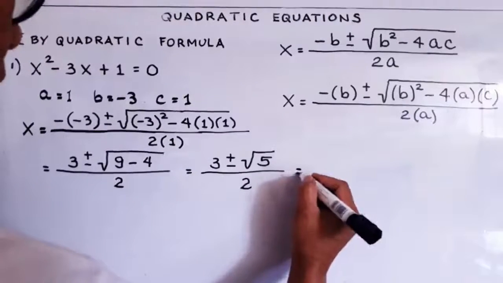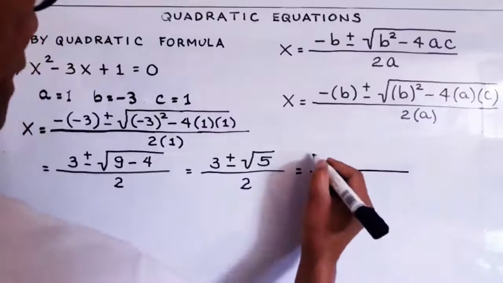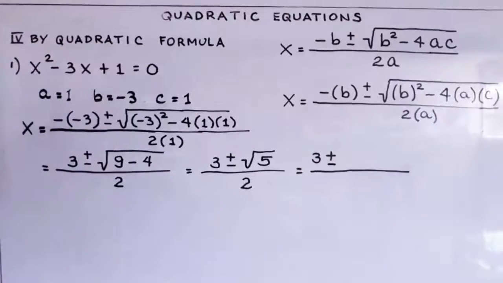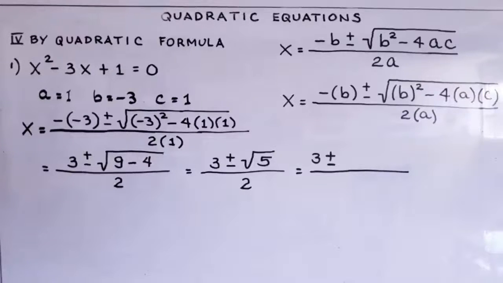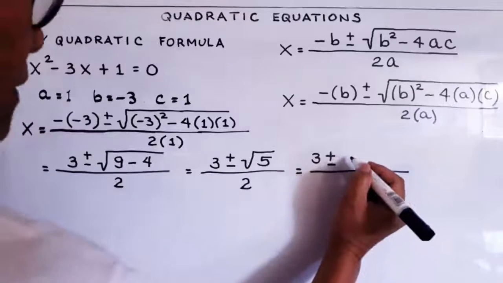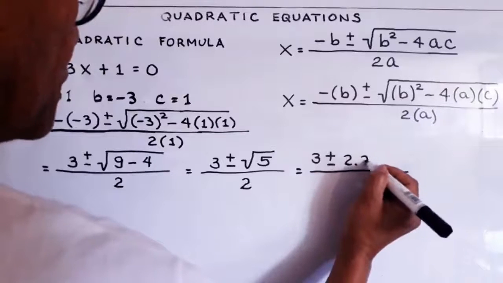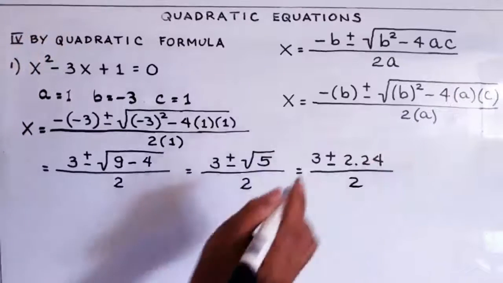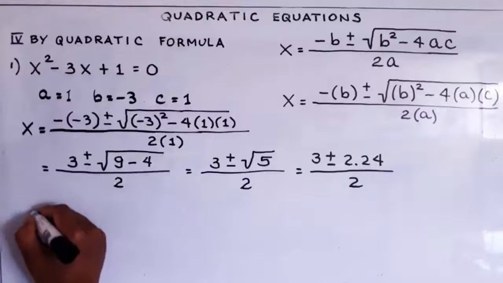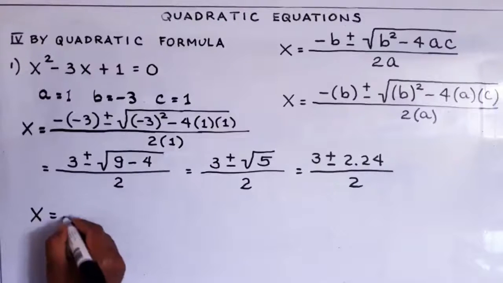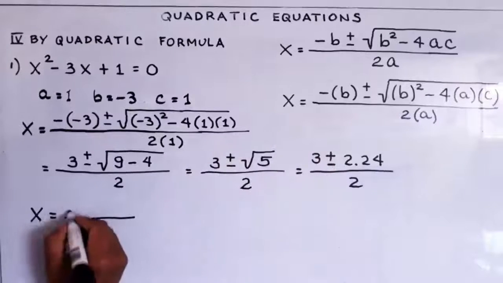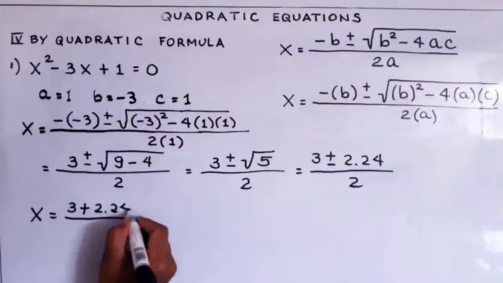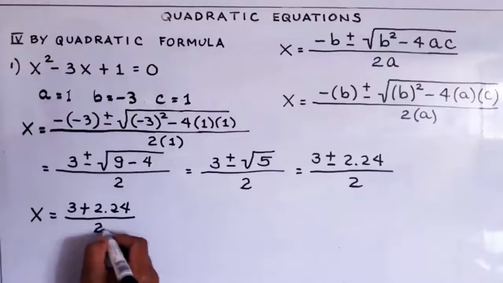Okay, now let's have this one to save space. We have 3 plus and minus. Now we take the square root of 5. The square root of 5 is 2.24. So we just say 2.24. Don't forget, you still have the 2 there. Okay, we separate them so you will not be confused. x, the first one is the plus. So 3 plus 2.24, and don't forget there is a 2 here.